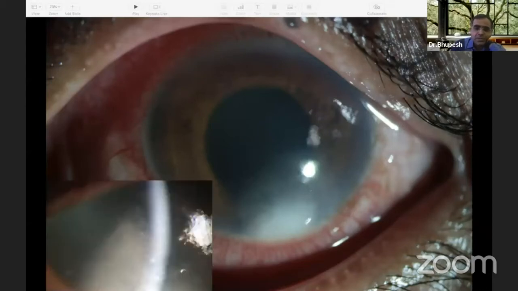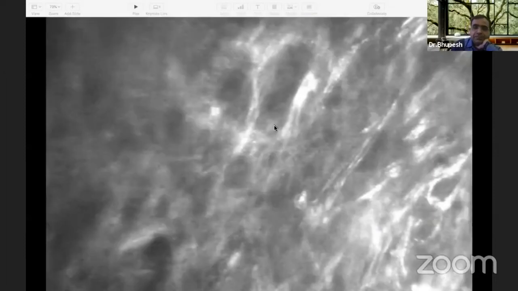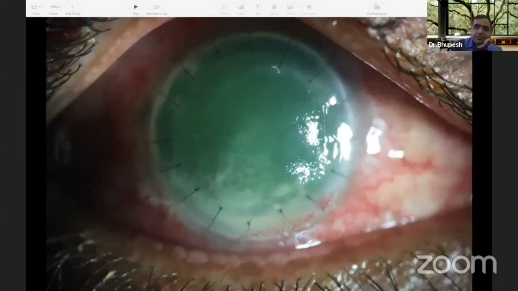But on OCT, on examination, you can see a lot of filamentary sort of infiltrate in the anterior chamber. On OCT, you can see there are a lot of filaments, and it was unclear whether we were seeing fungal filaments or filamentary exudate. On confocal, it confirmed that this is a fungal filament. Around the AC tap also it was confirmed.